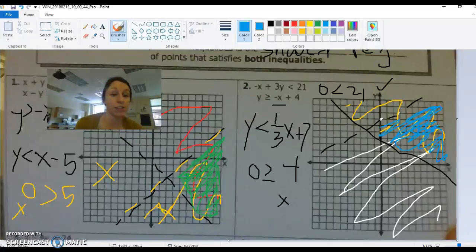Okay, if you think you have it, go ahead and try the next 4. Pause this, try the next 4, and then we'll check and see if you got it right.